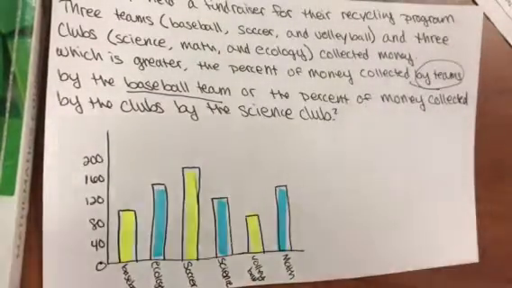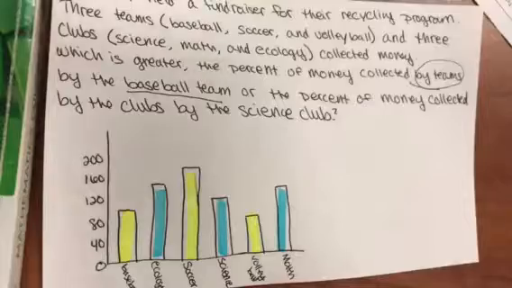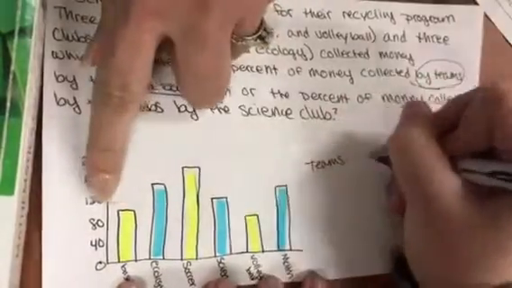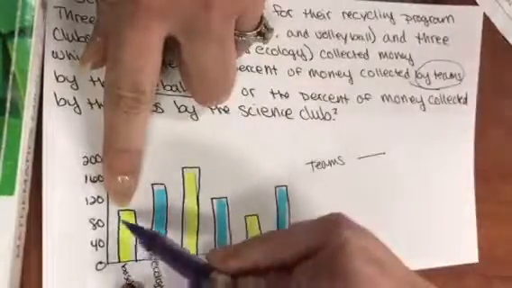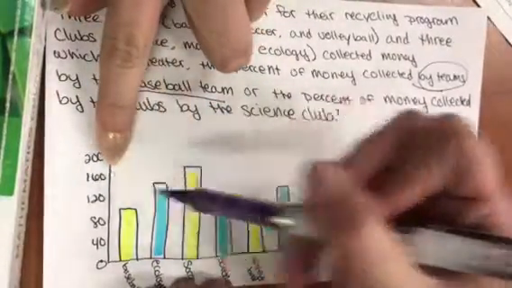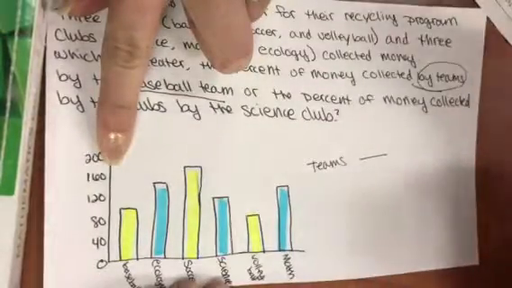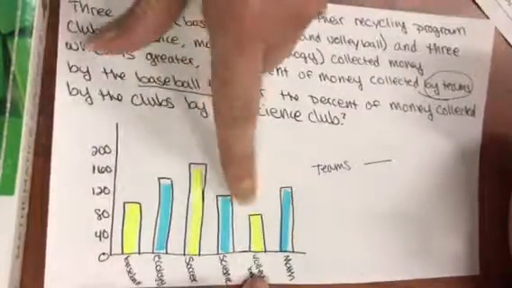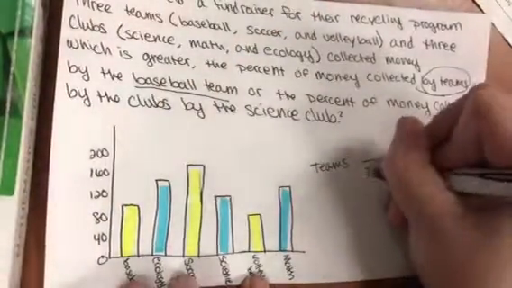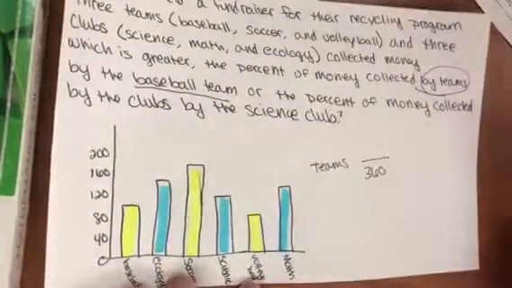Okay, so let's look at all of the teams. What's the total for the teams? Well, let's see. This was about 100 or so. And then this is about 180. And volleyball is about 80. About 360. So $360 was collected by all the teams.